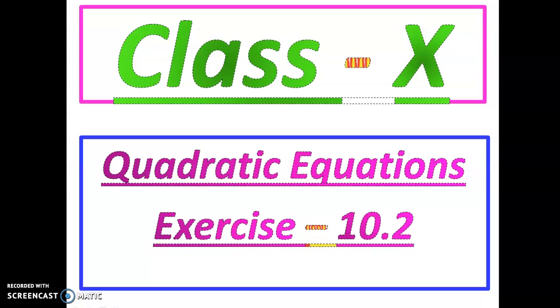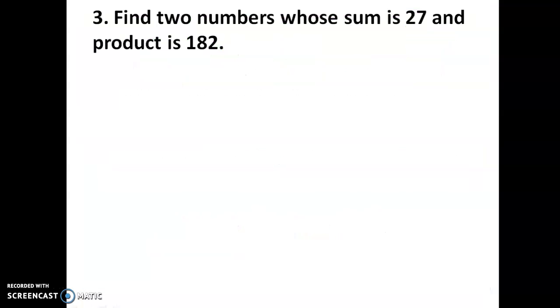Hello students, from the chapter Quadratic Equations, let's continue solving exercise 10.2 in this video. Third problem, find two numbers whose sum is 27 and product is 182. Okay, so two numbers when added give 27, and when multiplied, we are getting 182.